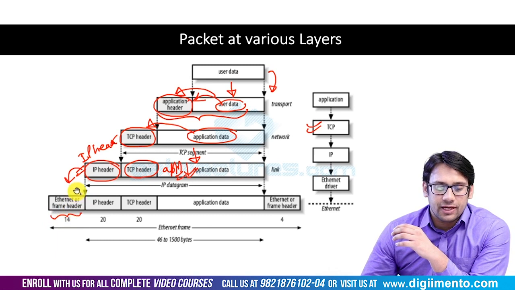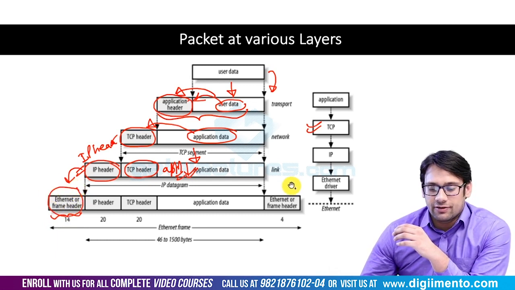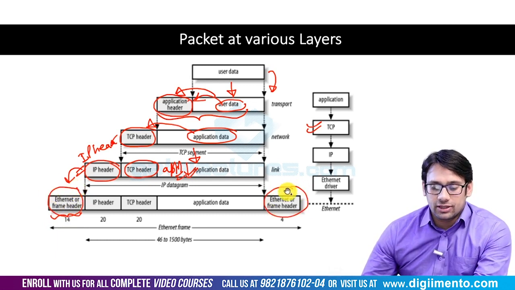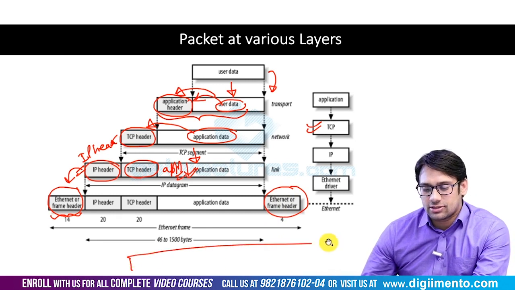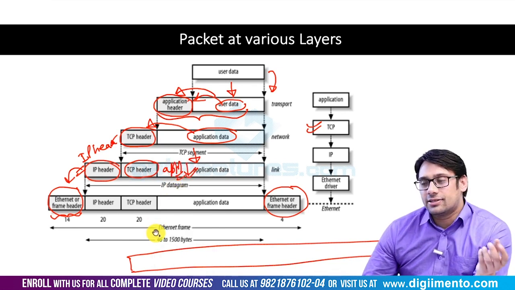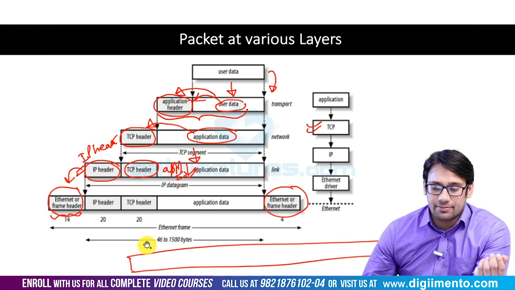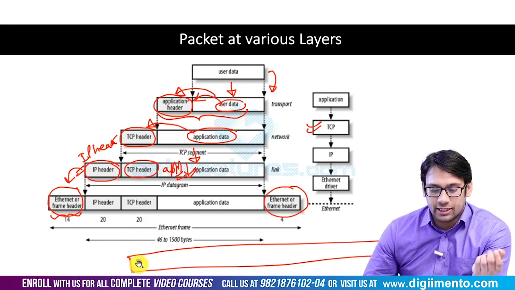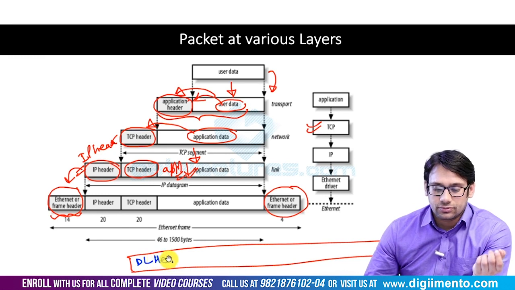So every frame will have a frame header, and it will have a frame trailer. So in the end, here you can see this is the entire packet that we got. In this entire packet, every layer added some different kinds of information. For example, this data link layer added its header. So, data link layer header.